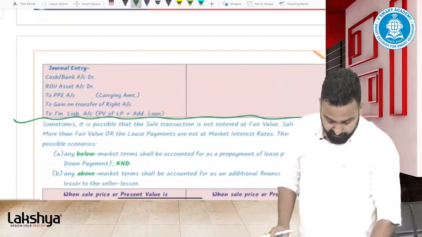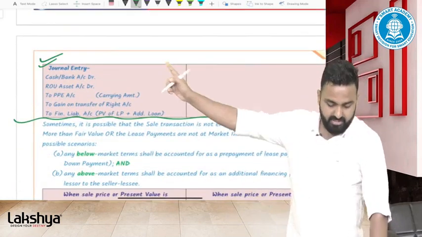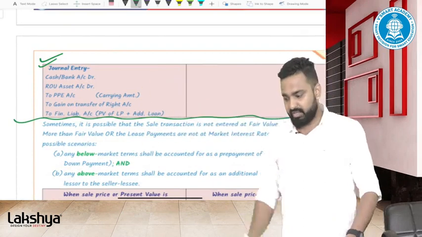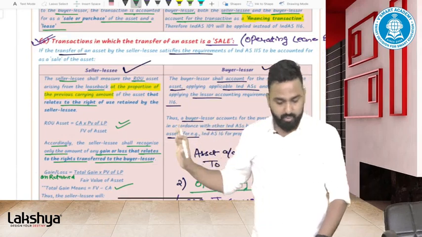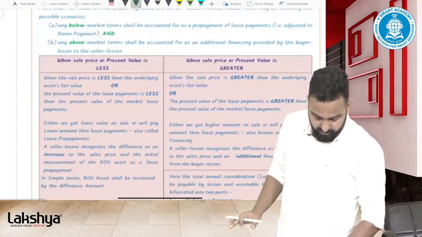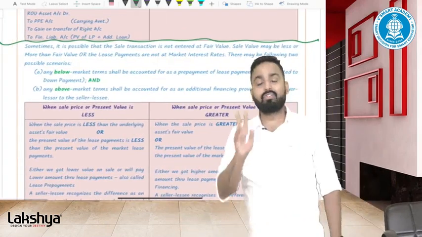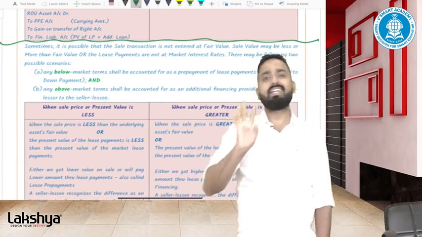Right? What is the journal entry? The journal entry is this. We have already discussed this journal entry. So I think that is clear to everyone. Now there are two different cases.